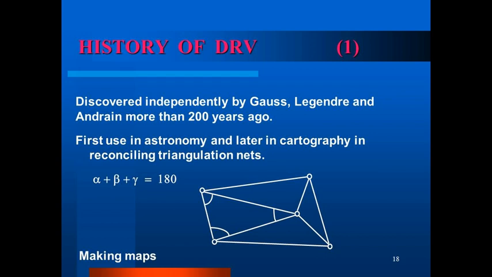This is only a short note about the interesting history of data reconciliation in practice. It was invented independently more than 200 years ago by the trinity of mathematicians from Germany, France, and United States. The first use of it was in exact sciences like astronomy and cartography. Between two wars it was used intensively in cartography for reconciling measured angles in triangulation nets needed for making maps.